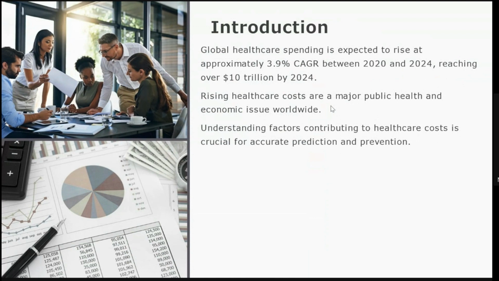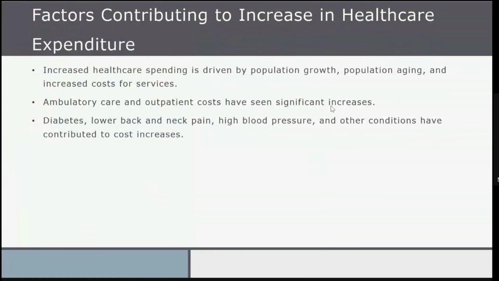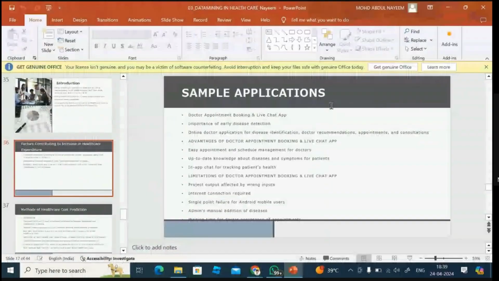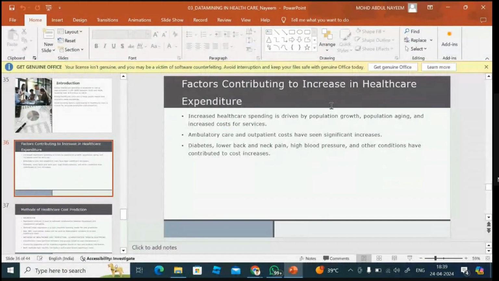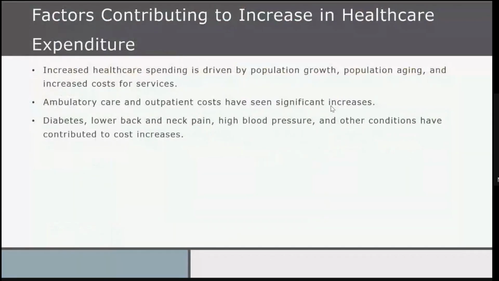Now, can we reduce that and also predict and prevent the diseases? That's what it is, isn't it? That's the whole idea behind it. So, how do we do that? We have to be clear on the spending driven by the population. What about the ambulatory care and outpatient cost? And then some of the other diseases like diabetes, lower back and neck pain, high blood pressure, other conditions attributed to also the cost. So look at where the cost is going up.